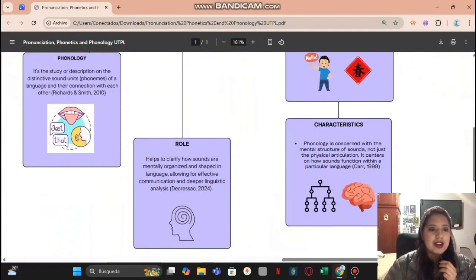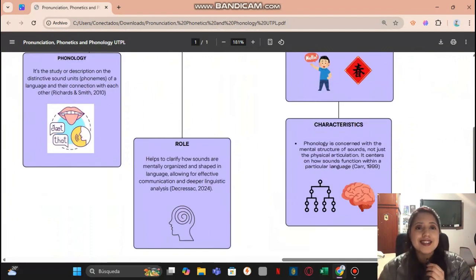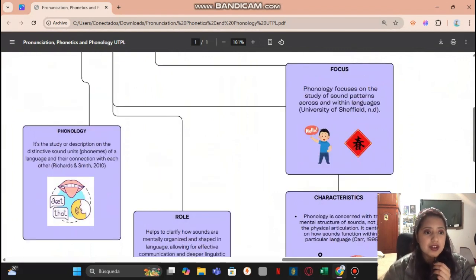Okay? The characteristic is that it centers on how sound functions within a particular language. And the focus is that phonology focuses on the study of sound patterns within languages.